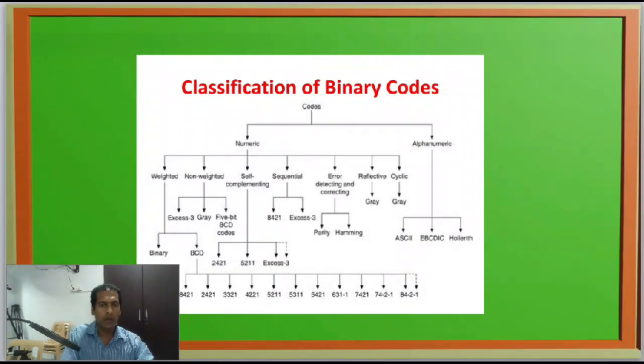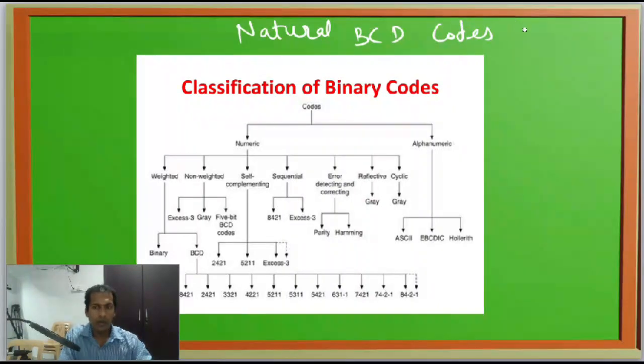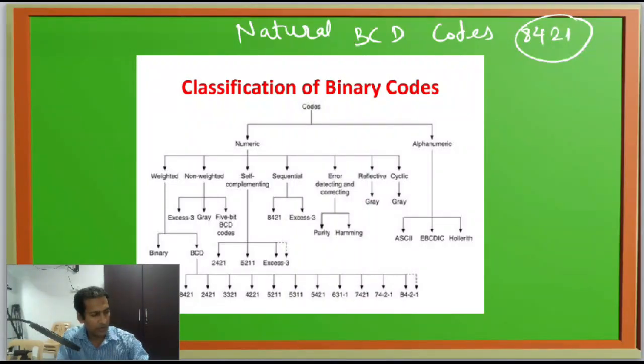Say the natural BCD codes, or the 8421 BCD code. Here we can see a table, the classification of code. What we are saying, there may be cyclic codes, or there may be reflective codes, or straight binary code.